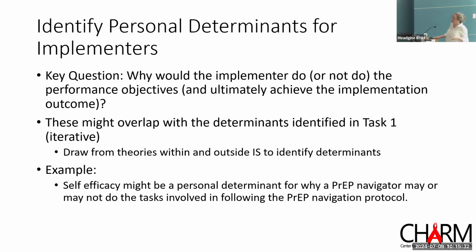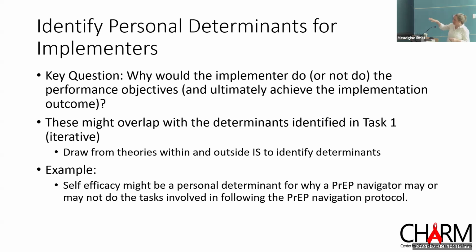But in looking at this in more detail and really examining each of those performance objectives, you might, with your planning team, identify additional personal determinants that are also important. You can draw from behavior change theories. You can also draw from implementation science theories, like the CFIR and the Health Equity Implementation Framework, to identify some of those personal determinants.